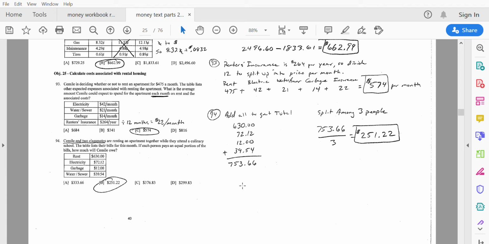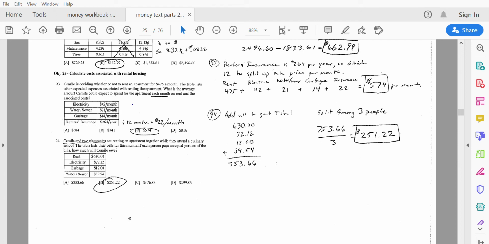Before we do this, I'm going to cut it out so I can use the writing tool on here a little better. Okay. So again, I underlined it on here, but I'll do it again. The key here is they want to know how much she can expect to spend each month on rent and associated costs. So the key is 3 of these are given as cost per month, so you don't have to change those.